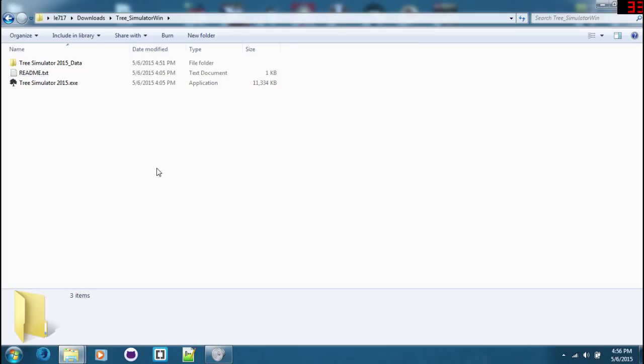Alright. Without further ado, we're starting off with Tree Simulator 2015. Yes, we knew this was coming. I mean, after all, we've got Goat Simulator, we've got Bread Simulator, we've got Tree Simulator, Farm Simulator, every type of simulator you can think of. We just knew Tree Simulator 2015 was coming. So, let us begin.